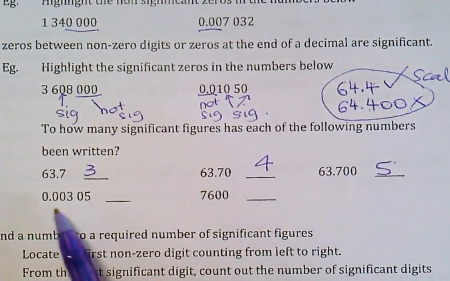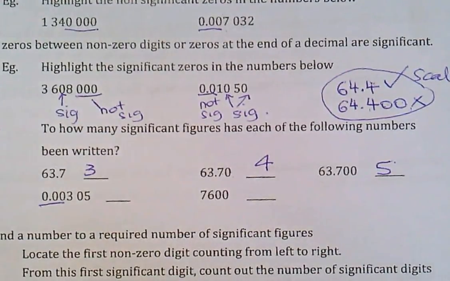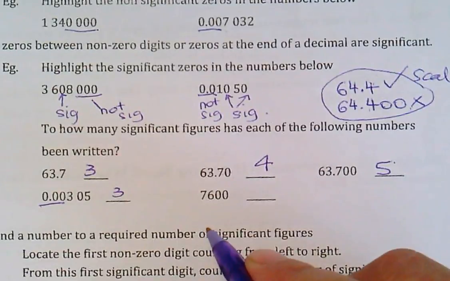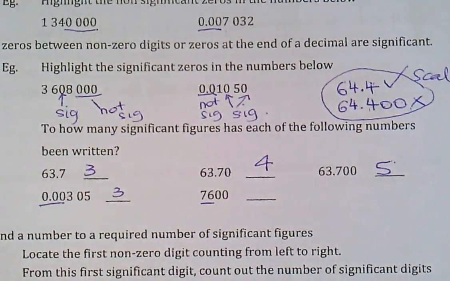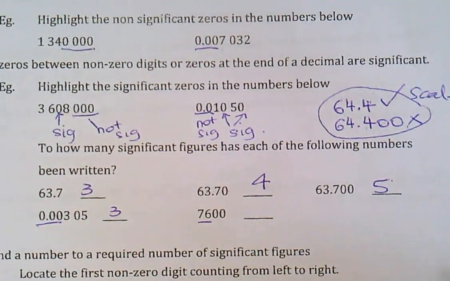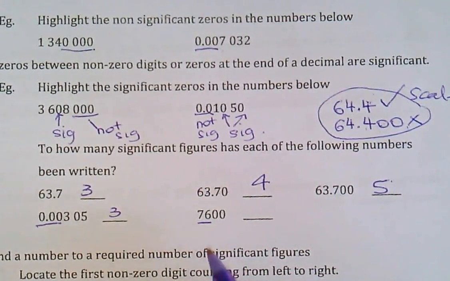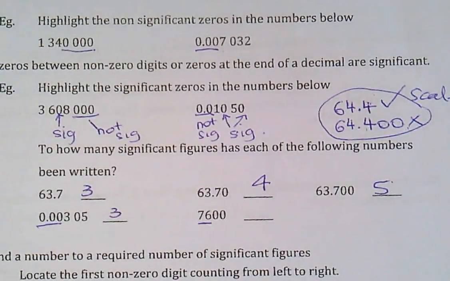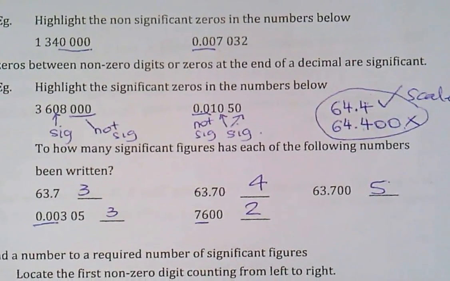That's 5. What about these zeros at the front? Significant or not? No. So how many? Good. What about here? Only 2. So zeros at the end of a decimal are significant, but zeros at the end of whole numbers aren't. This is like us saying there were roughly 7,600 people watching the game on the weekend. It's not exactly how many people. So that's only 2. I know that's a bit tricky.